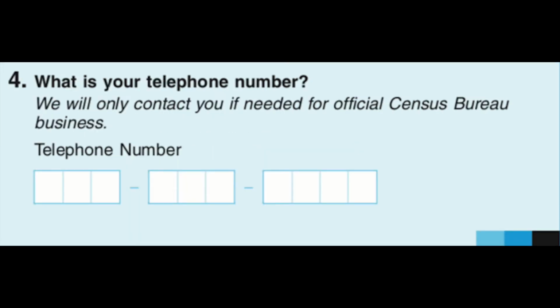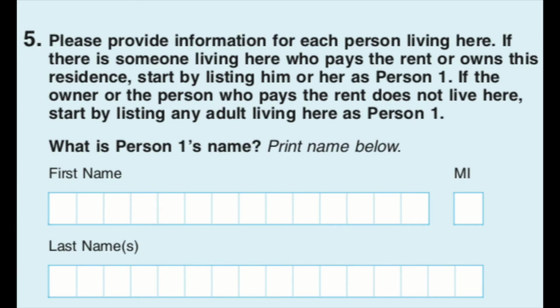Moving on to question number 4, you will input your telephone number, starting with the area code for the first 3 boxes. A quick note, the Census Bureau will only contact you for official Census Bureau business. For question number 5, you are going to write down your full legal name. The Census Bureau recommends person number 1 be the person who pays the bills of the house. If that person does not live in the household, make the oldest adult person number 1.